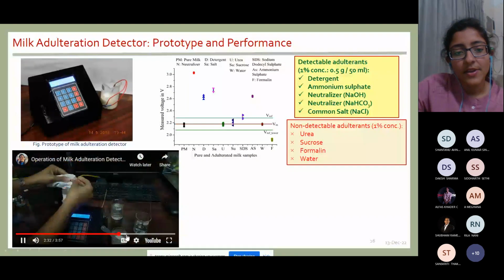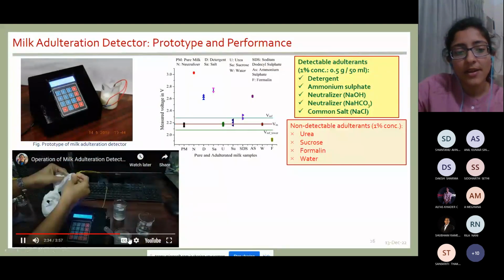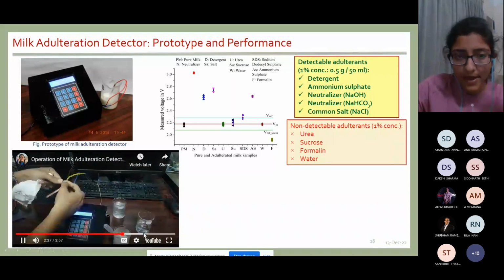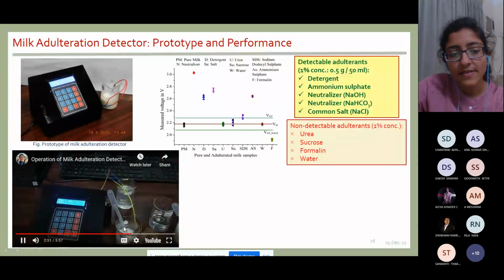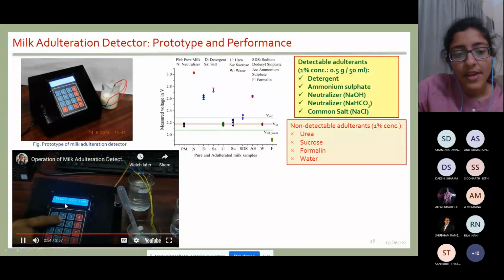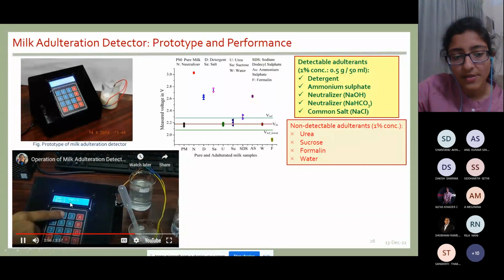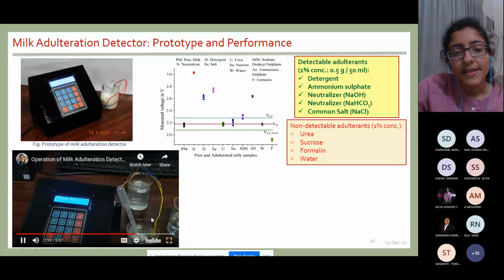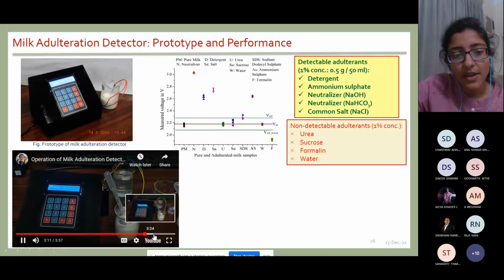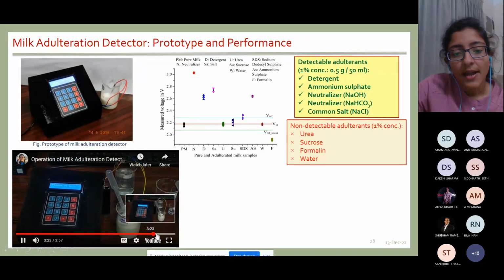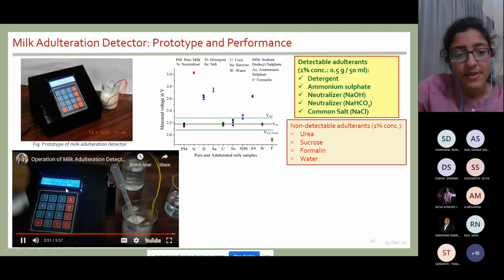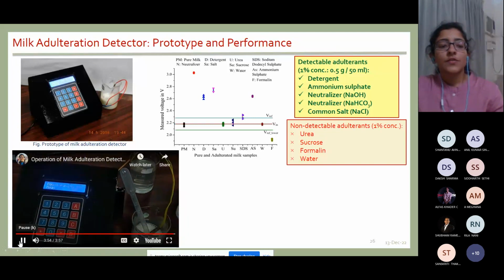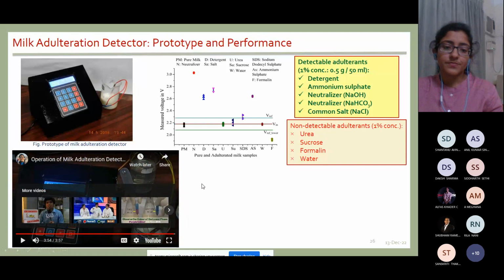Then again we wipe the sensor with tissue paper and dip it in normal water. After that we have taken another milk sample, the adulterated milk, and we pressed 2 because it is showing test of 2. After that it takes another 1 minute, showing please wait. And after that you can see this is adulterated milk because it exceeds the voltage. So this is the thing we developed first.